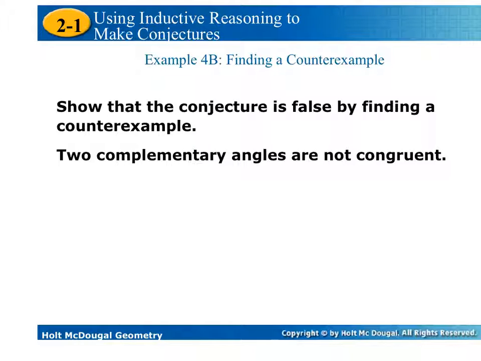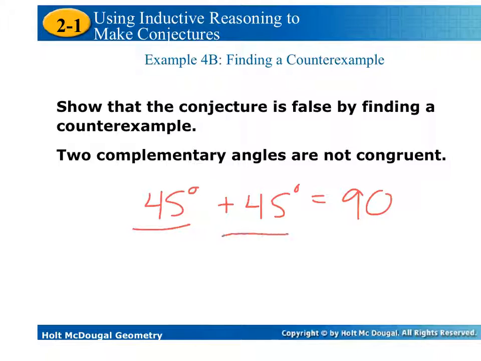So 2 angles that add to 90. 45 and 45. So if we had 2 angles that are 45 and 45, those are 2 complementary angles that are congruent. So this would prove it to be false, and this would be our counterexample. So we have to prove it to be false by finding something. All you need is 1 counterexample that proves it to be false.